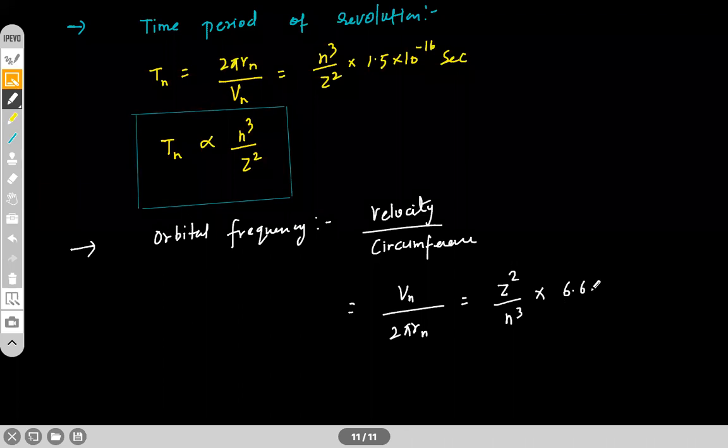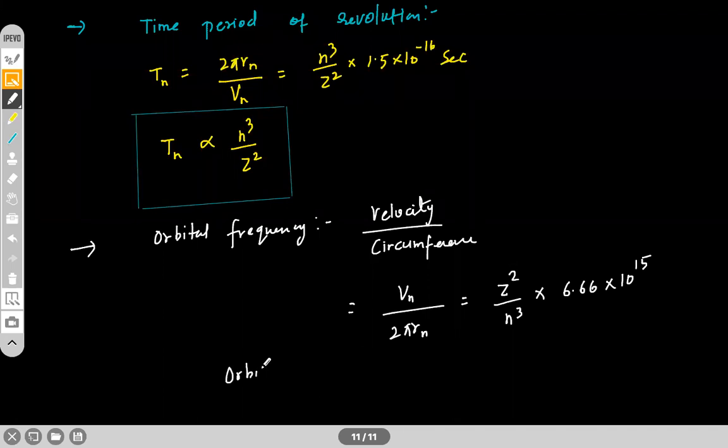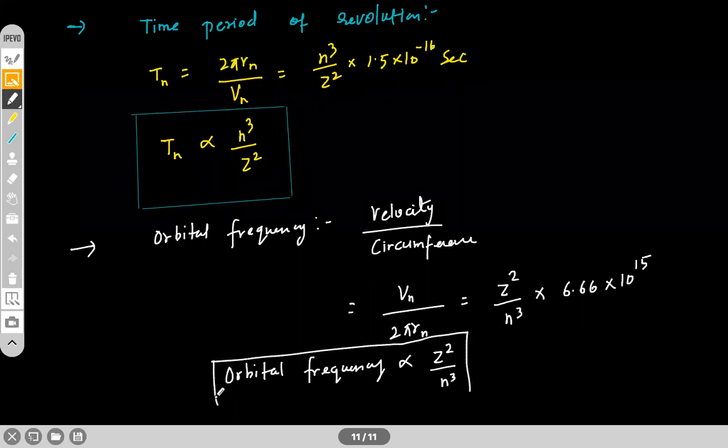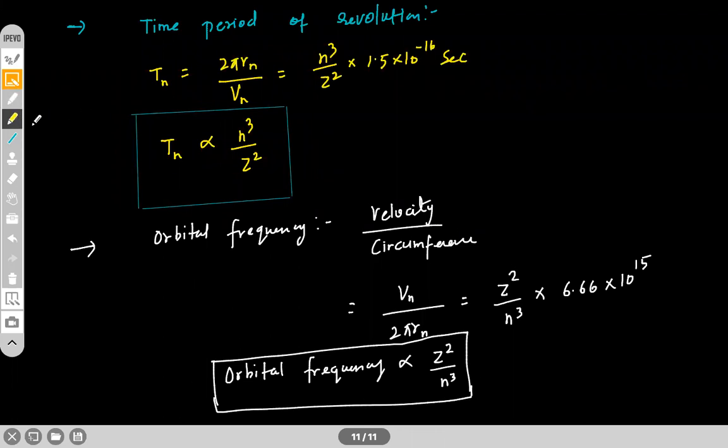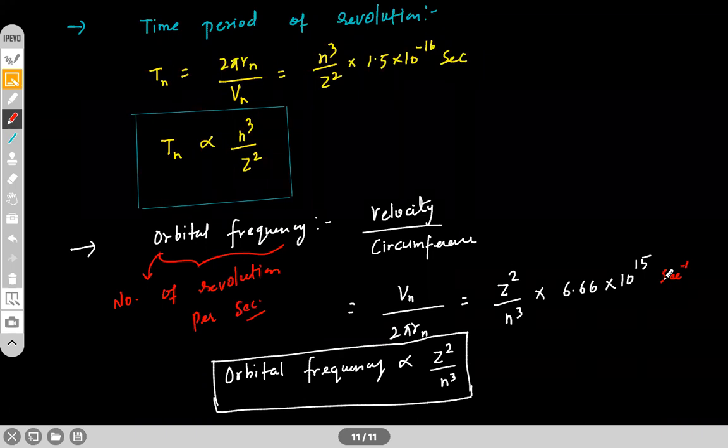into 6.66 × 10 to the power 15. Okay, and orbital frequency is directly proportional to Z square by n cube. Okay, and this is, you see, the number of revolutions per second, second inverse. These two formulas you also remember.